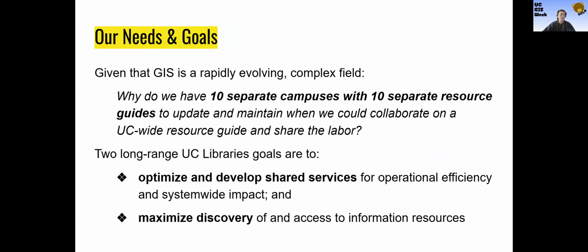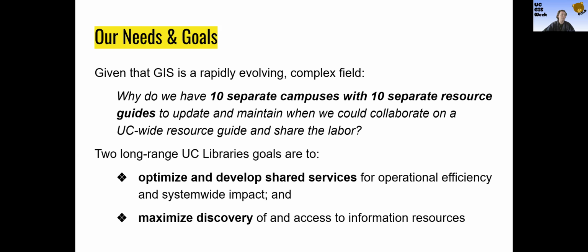In terms of what we were actually trying to do, as we all know, GIS is a rapidly evolving, very complex field. On each of our campuses within our libraries, we maintain resource guides on a variety of topics, and we all have guides for GIS and geospatial resources. We've been discussing in one of our meetings, why do we have 10 separate campuses attempting to update and maintain 10 separate resource guides when we could collaborate on a system-wide, UC-wide resource and actually share that labor, share that work, and hopefully create a better and stronger final product.